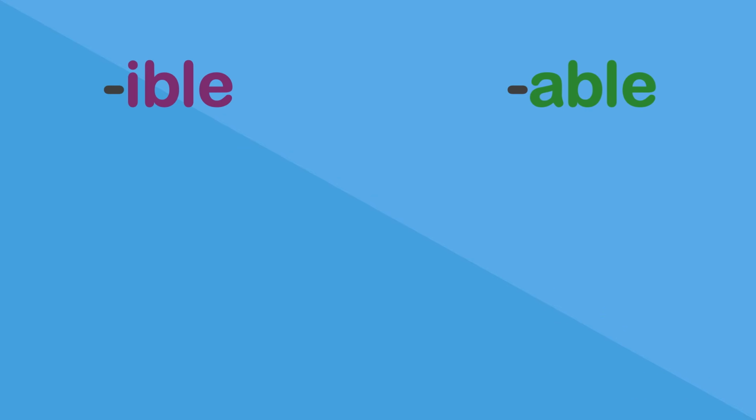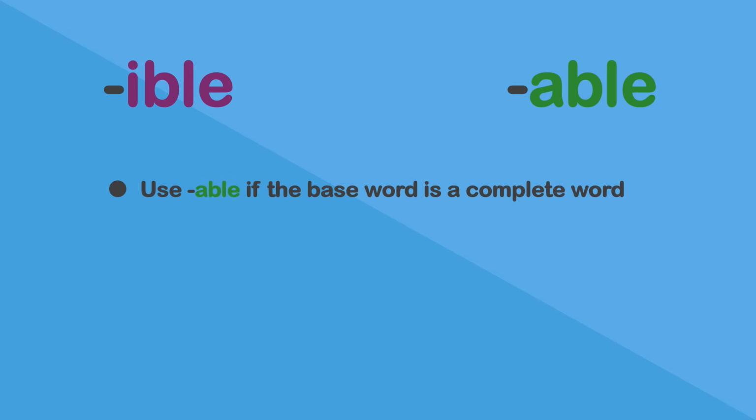So far, we've learned that we use able if the base word is a complete word. Let's add a couple of other notes before we finish. The suffix able is used far more frequently than ible. So if you're still unsure which to use, able is a safer bet.